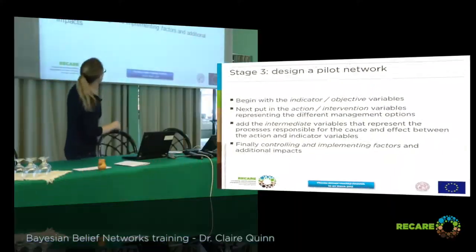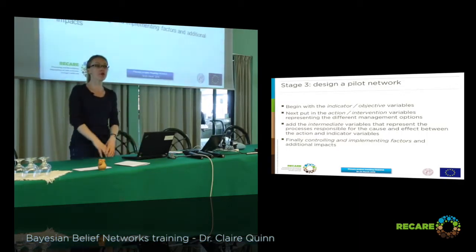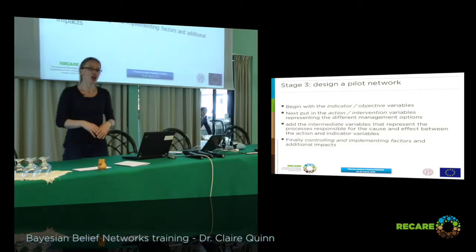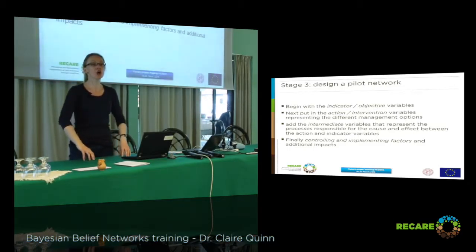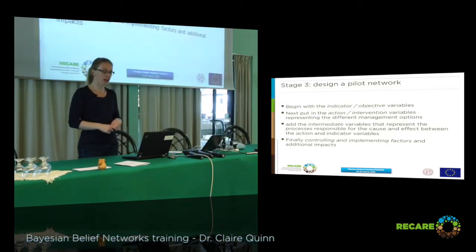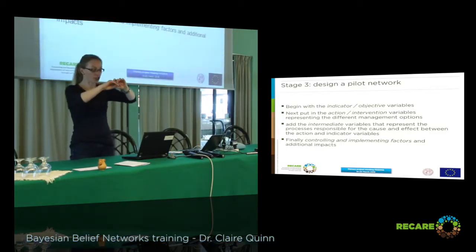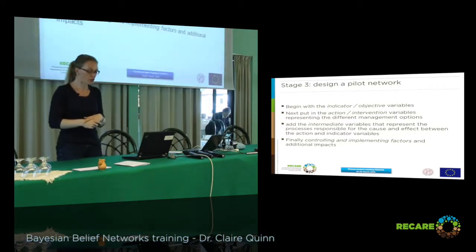So in a lot of the guidance documents, they often talk about starting from the bottom and working backwards. So you identify your indicator or your objective variables. These are the things that you will measure whether your interventions have been successful or not. So they're the ones at the bottom of your network. And then you put in your action or your intervention variables. So these are the things that you're going to change to see what impact they have on your system.